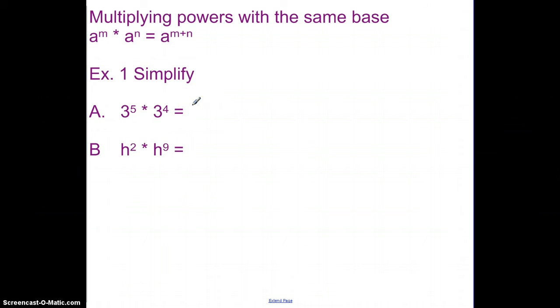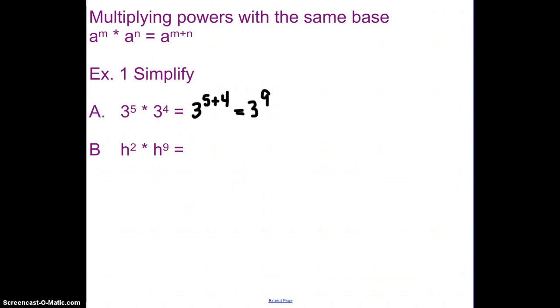So if I look at number 1 on A, my base is going to be 3 in both these problems. So my base and my answer is also going to be 3. In this problem, my two powers or exponents are 5 and 4. So I would add those two together, which would give me 9.